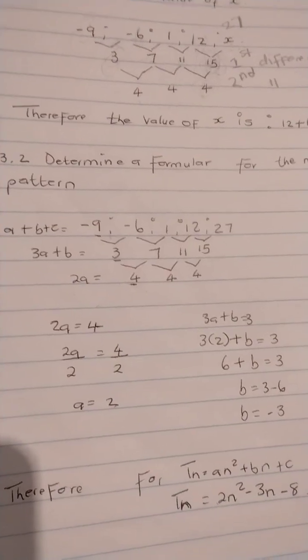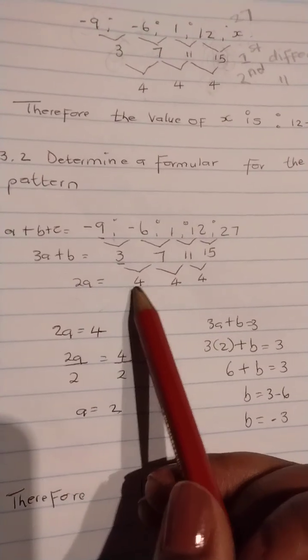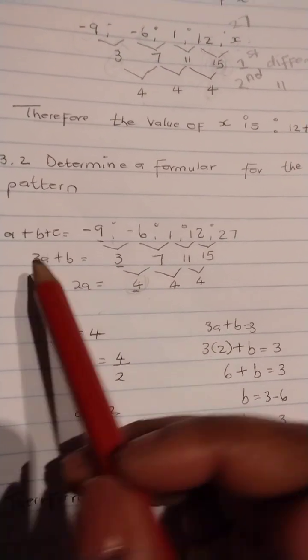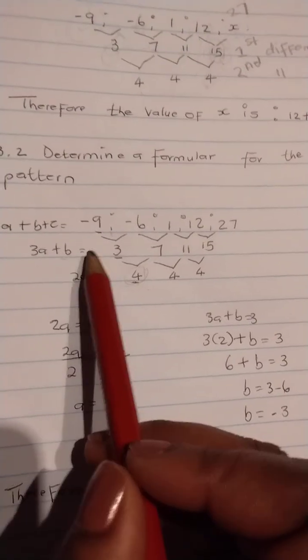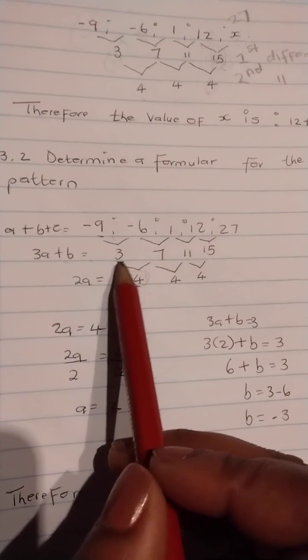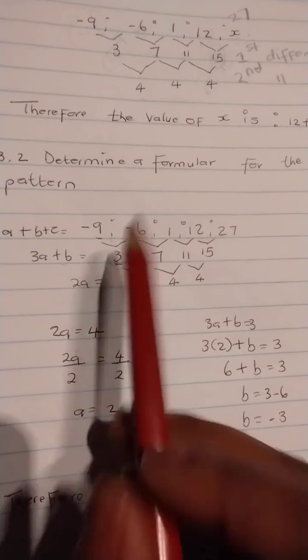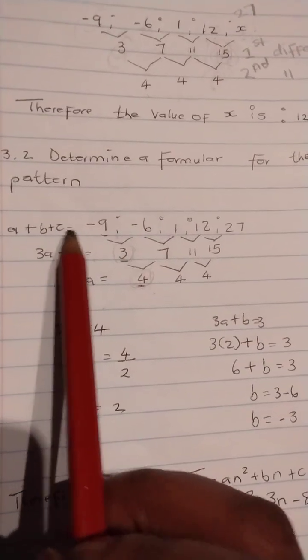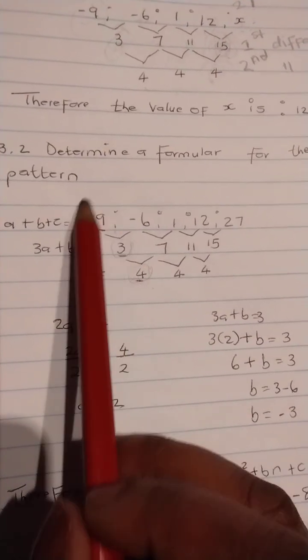And then 3a plus b equals the first value of our first difference at all times. Okay, and then a plus b plus c equals the first value of the actual pattern.